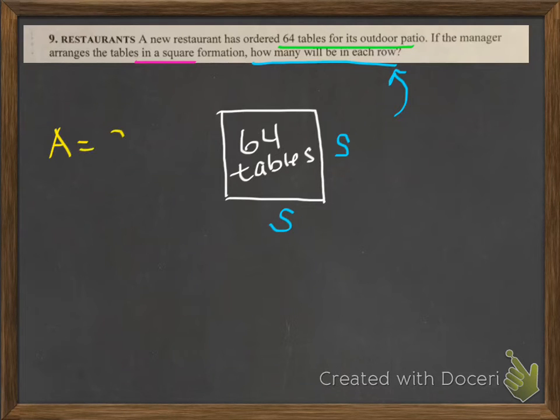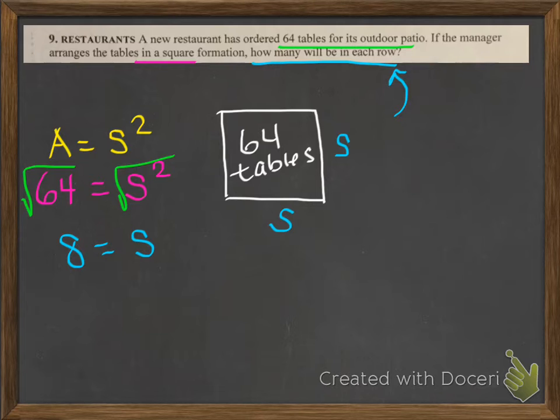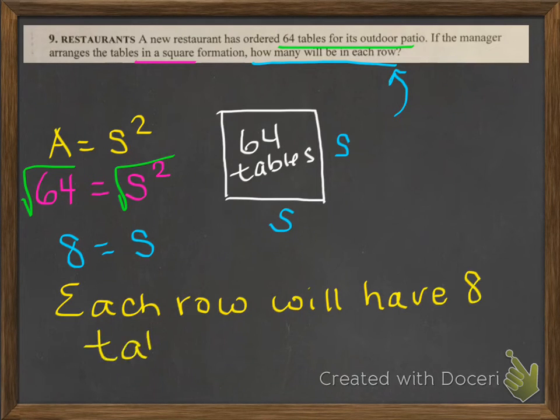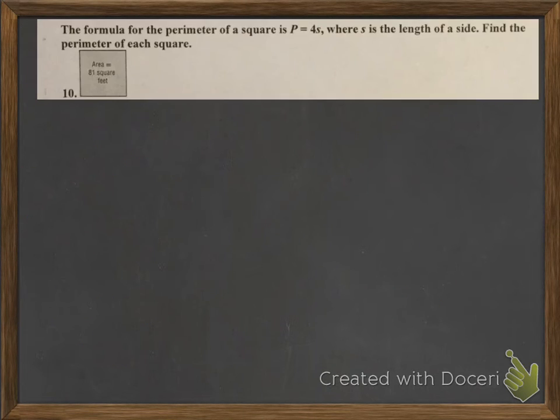So now we're going to look. Basically, this looks just like those area of a square problems that we've been working on. So I'm going to set it up as area equals side squared. Then we have 64 tables being the area equals side squared. And now we're going to square root both sides just like we did in that previous problem so that we can find out that S by itself, meaning one side length, is going to be 8. So that means there are 8 tables. Each row will have 8 tables. So now you know, 8 tables on one side, 8 tables on the other, and then that will give you that 64 tables that you are looking for.